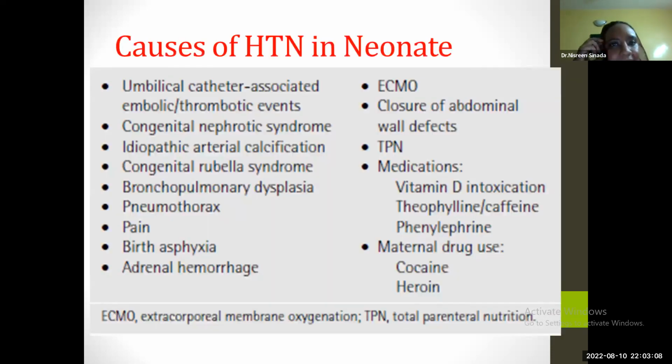These are causes of hypertension in neonates: umbilical arterial catheter associated with embolic or thrombotic events, congenital nephrotic syndrome, idiopathic arterial calcification, congenital rubella syndrome, bronchopulmonary dysplasia, pneumothorax, pain, birth asphyxia, and adrenal hemorrhage. Also ECMO and closure of abdominal wall defect. A patient on TPN can develop hypertension, and medications like vitamin D intoxication, theophylline and caffeine, and maternal drug use like cocaine and heroin.